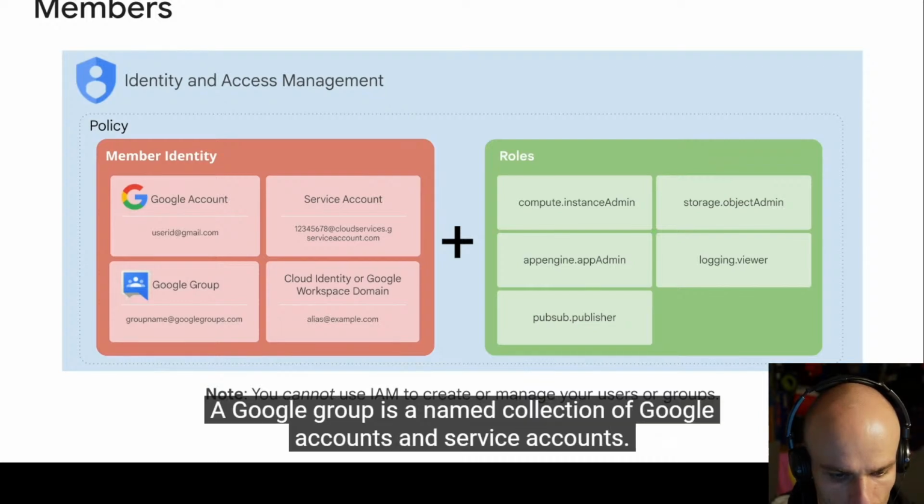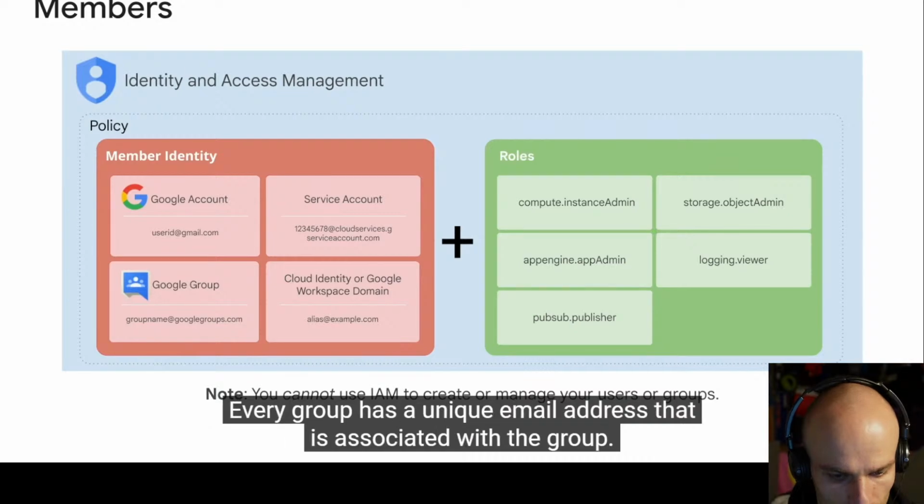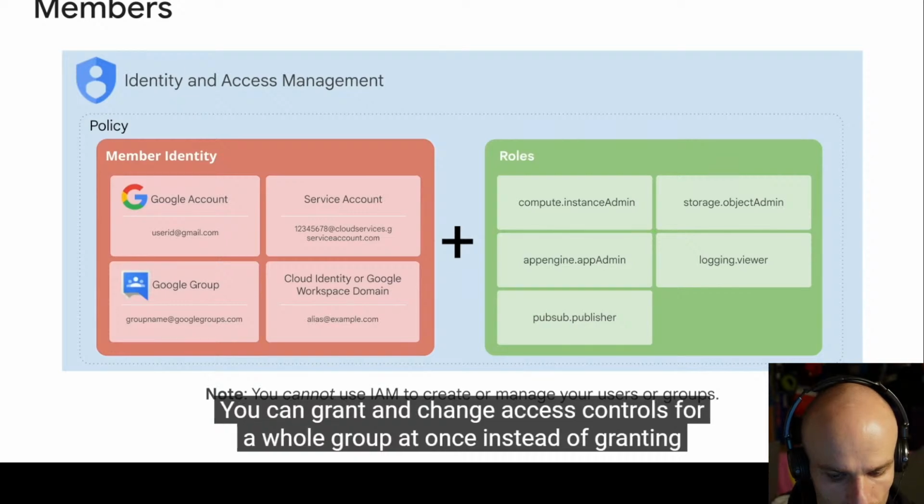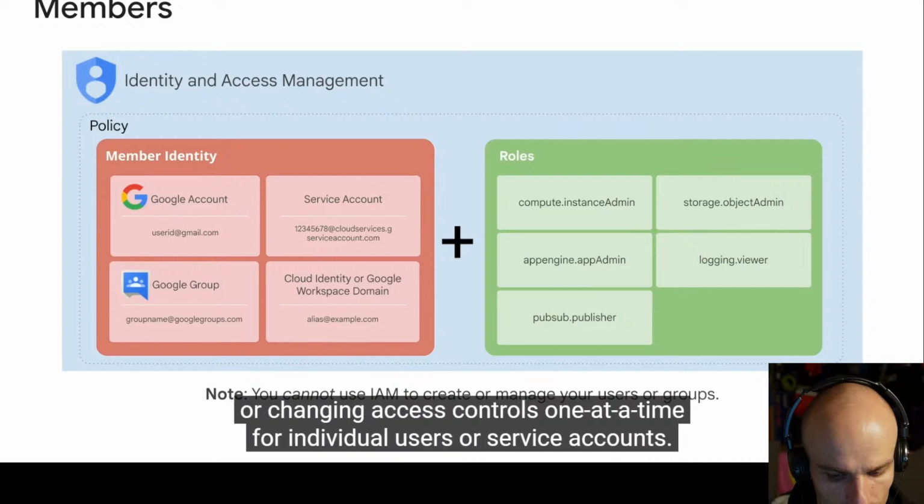A Google group is a named collection of Google accounts and service accounts. Every group has a unique email address that is associated with that group. Google groups are a convenient way to apply an access policy to a collection of users. You can grant and change access controls for a whole group at once, instead of granting and changing access controls one at a time for individual users or service accounts.